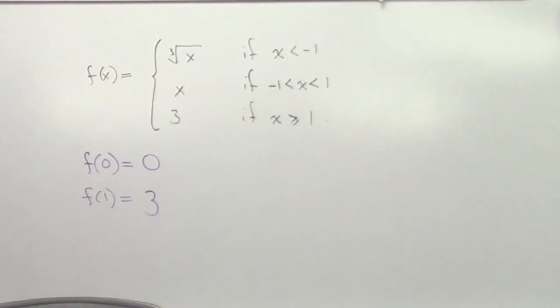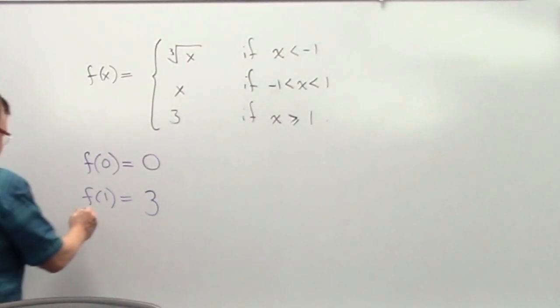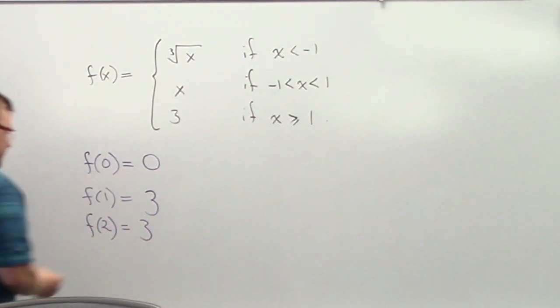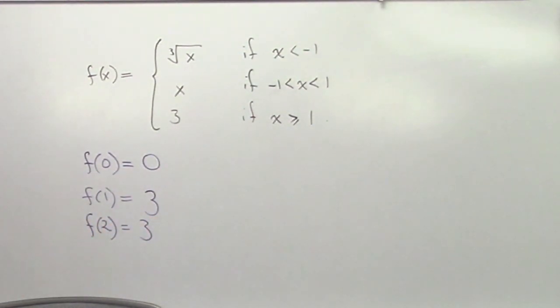So if I did f of 2, would that also be 3? Yep. And why is it 3? Because 2 is bigger than 1. And when 2 is bigger than 1, that third set of instructions are the instructions we follow.